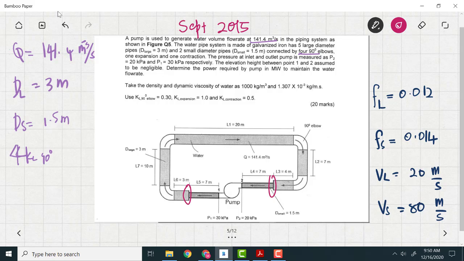Okay, one expansion, one contraction. The pressure at inlet and outlet pump is 20 kilopascal and 30 kilopascal.